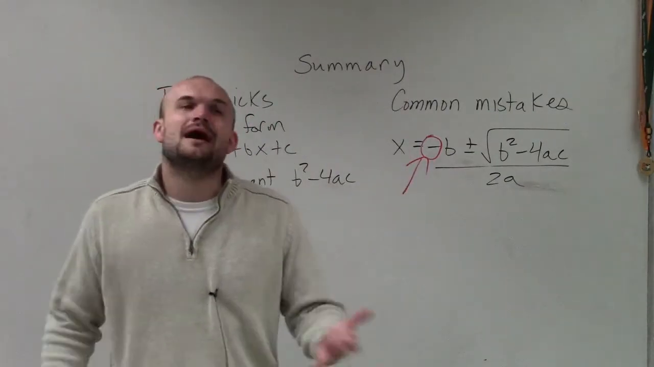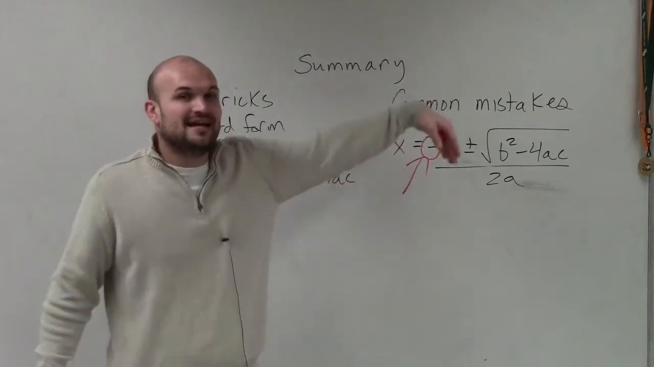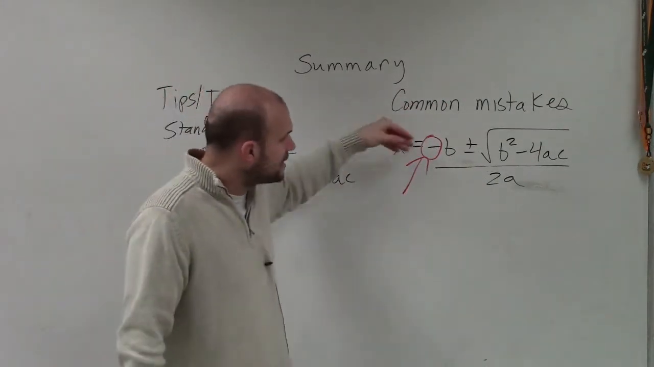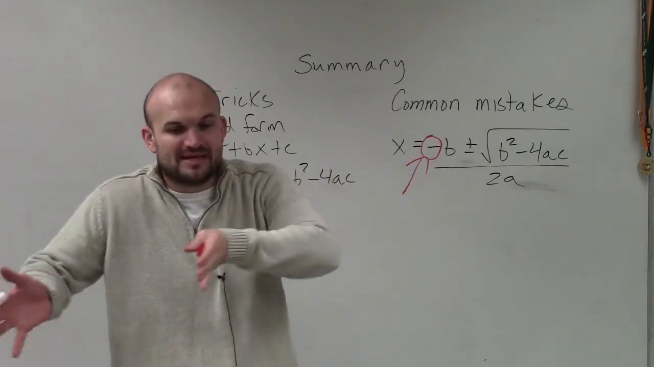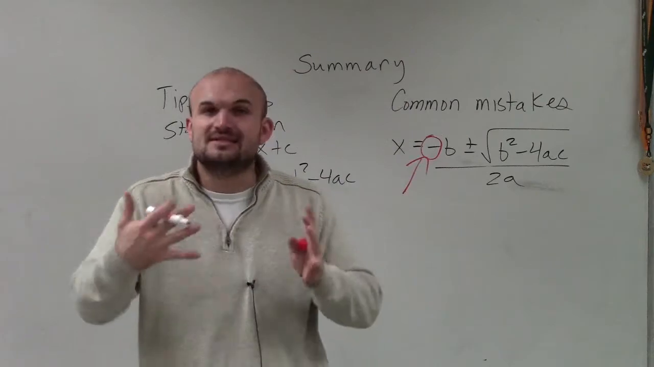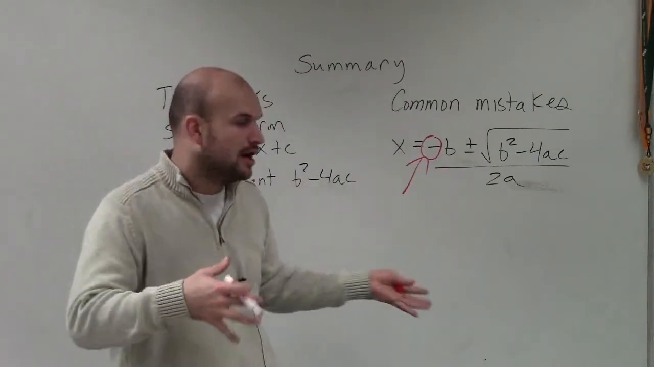I can't even tell you how many times, especially if b was negative. Then it's the opposite of negative b, which means b is now going to be a positive value. So be very careful with that opposite of b. If b is negative, b is now positive. If b is positive, it's now negative. It's the opposite value. It's not negative b. It's the opposite value of your b.